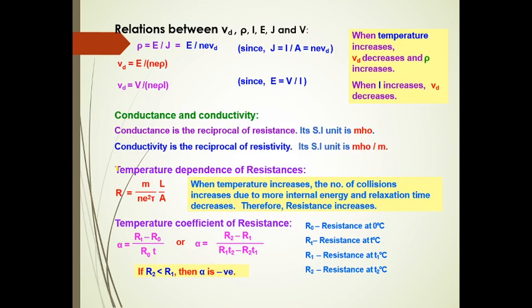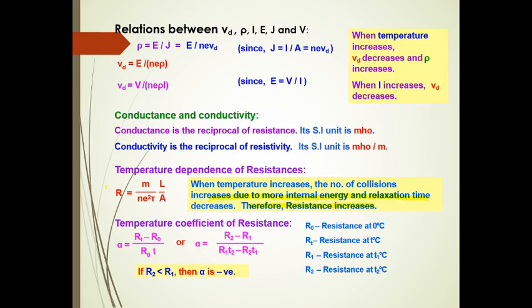Then resistance depends on the length and area of the cross section. Resistance is directly proportional to the length and inversely proportional to the area of the cross section. Also it depends on the temperature. When temperature increases, all these terms m, l, a, n, e square are constant. Resistance is inversely proportional to the relaxation time tau. When temperature increases, the number of collisions increases due to more internal energy and relaxation time decreases. The relaxation time decreases, therefore resistance increases.